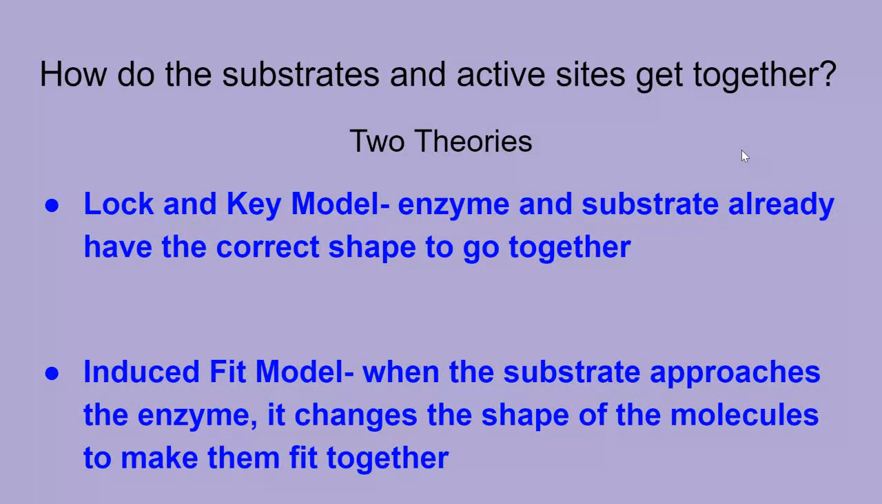The first is called the lock and key model. In that one, the enzyme and the substrate already have the perfect correct shape to go together with each other. The second theory, which is a little more modern and builds on some of the increased technology and knowledge that we have, is called the induced fit model. And that is that when substrates approach the enzyme, it changes the shape of the molecules slightly to make them fit together. Let's look at some pictures because that's a lot of words describing what's going on, but a lot of people are visual. I know I am myself.